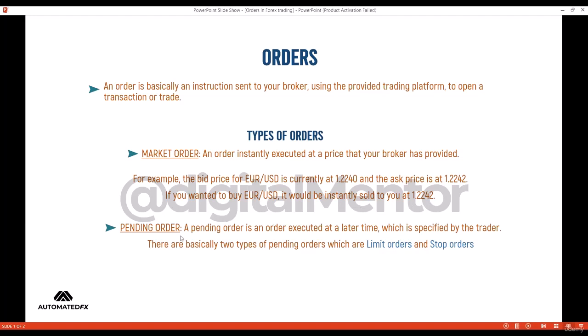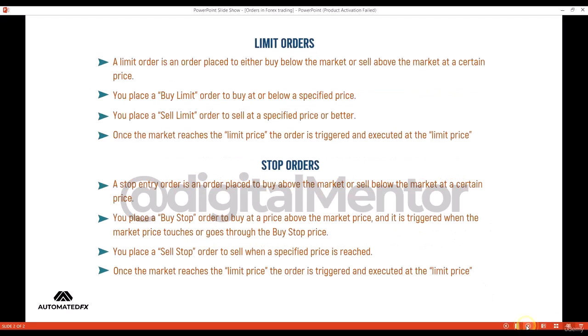So what is then a pending order? A pending order is an order executed at a later time, which is specified by the trader. There are basically two types of pending orders. We have the limit orders and we have the stop orders. The pending orders are like you telling your broker, when the price gets to this point, enter a sell trade for me, or when the price gets to this point, enter a buy trade for me. That's basically what the pending order is.